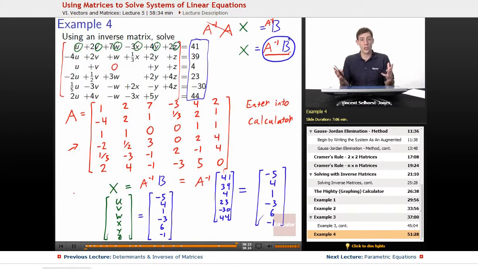So anytime you've got a large linear system or even a small linear system and you just want to check it, boom, you can have it done like that if you've got access to a matrix calculator.